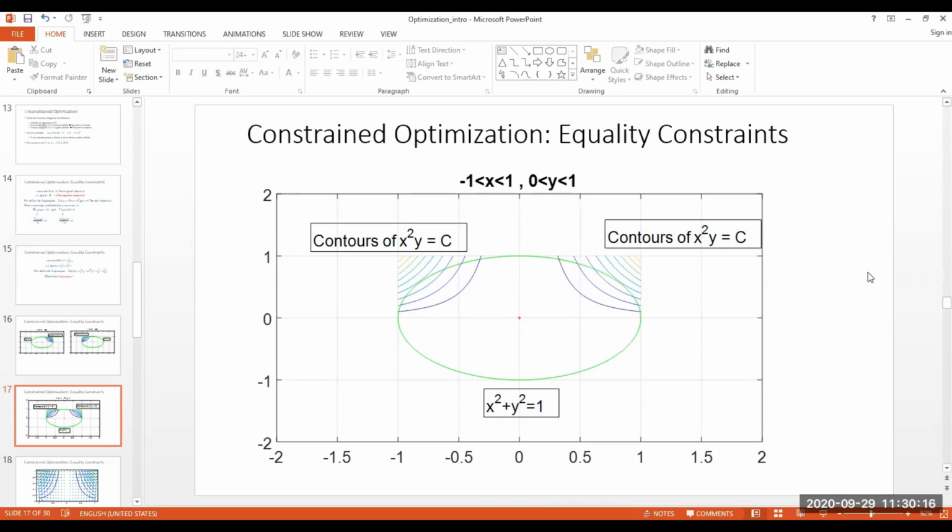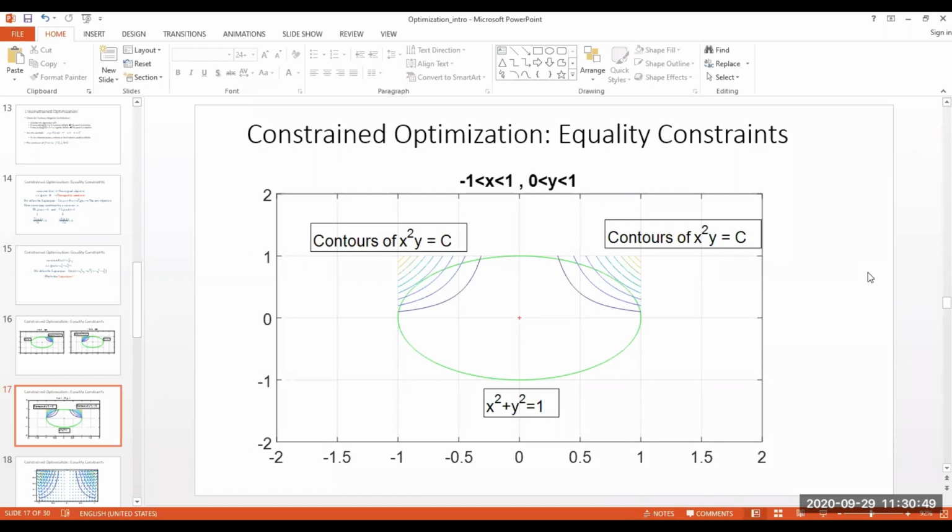So now, after all these contour lines and the graphs, okay, just a minute. Please allow me some minutes. Okay, sorry for the interruption.